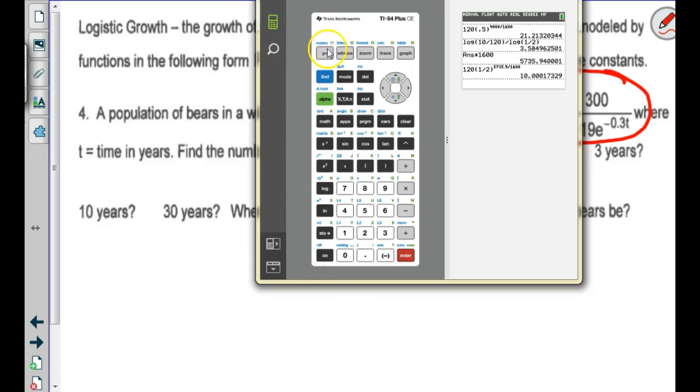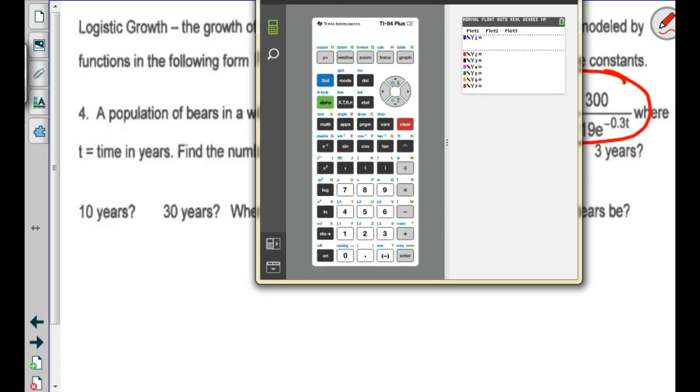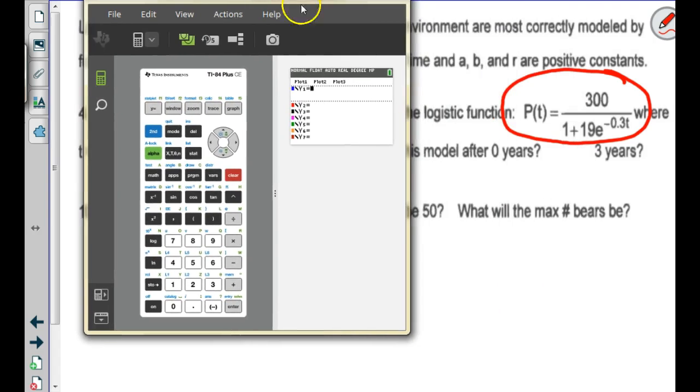Can you go to y equals? And we're going to type in this equation. Now, we're going to need parentheses. We're going to do 300 divided by parenthesis 1 plus 19. Could I make that 20? 1 plus 19? Why wouldn't it have already been 20 then? I can't because the 19 is multiplied by this mess, right? So I put an E.